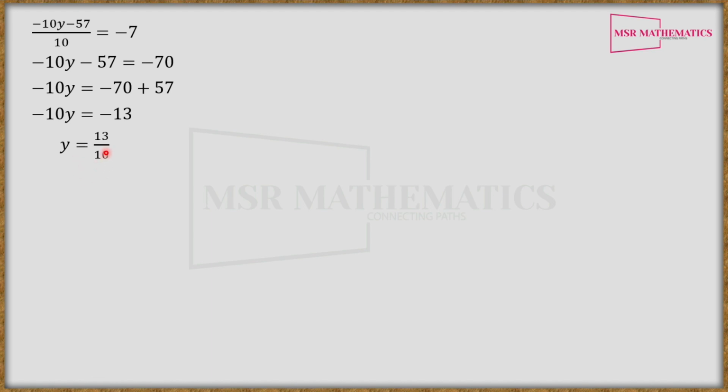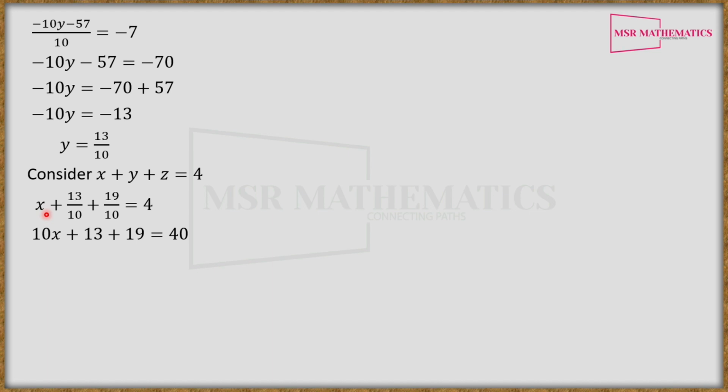So substituting the y value and z value in the first equation, consider x plus y plus z is equal to 4. So x plus y is 13 by 10 and z is 19 by 10, which is equal to 4. Take this value to the right hand side. Here we obtain on the left hand side LCM as 10. Here multiplying and dividing by 10 we obtain 10x. So we get 10x plus 13 plus 19, which is equal to, here take this 10 to the right hand side, that is 4 into 10 is 40.